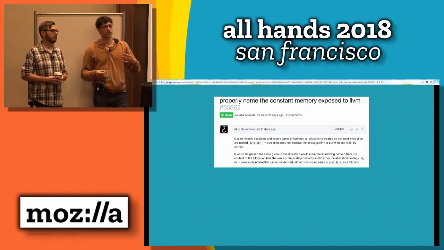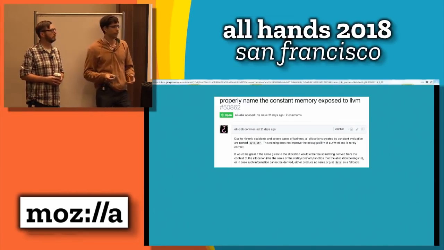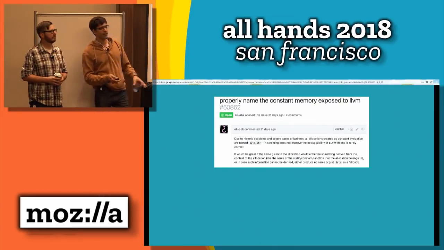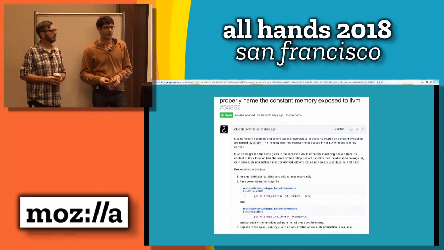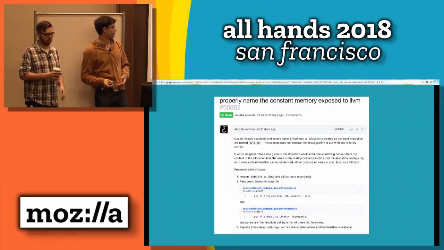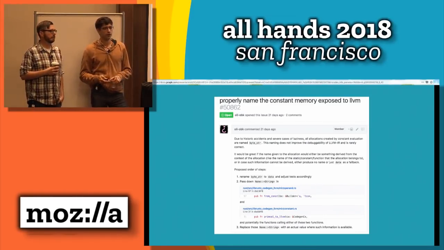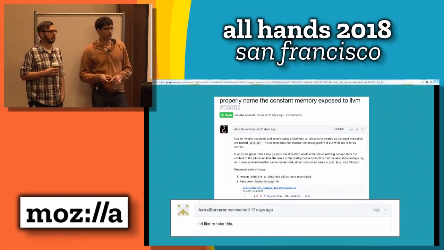But we can solve that problem even if there's no string, right? So this issue is actually by Ali, who's right there. And he didn't stop it here. He kept going, and he gave some instructions on how to fix the problem. He says, we should rename this variable to that, and so forth. And sure enough, just a few days after filing the issue, somebody opened a PR and fixed it.